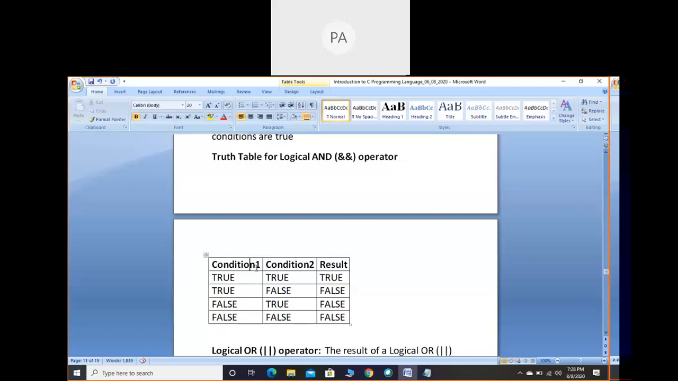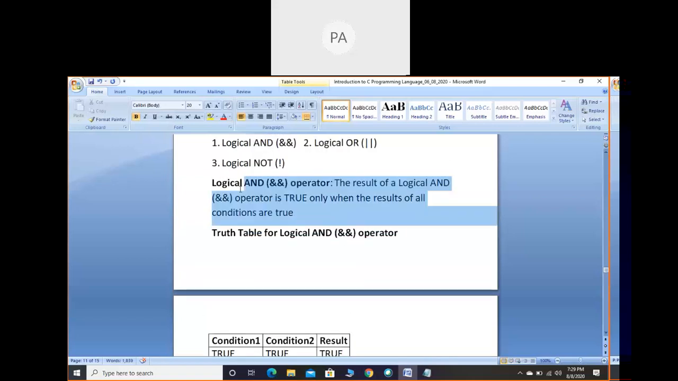So condition 1 you have to take, condition 2 you have to take. Then from true and false you write four possibilities. If you consider both are true; if one is true and another one is false, so the first condition is true, the second condition is false; if the first condition is false, the second condition is true; and if both the conditions are false, then what will be the result? By looking at the definition we can understand. So what is the definition?